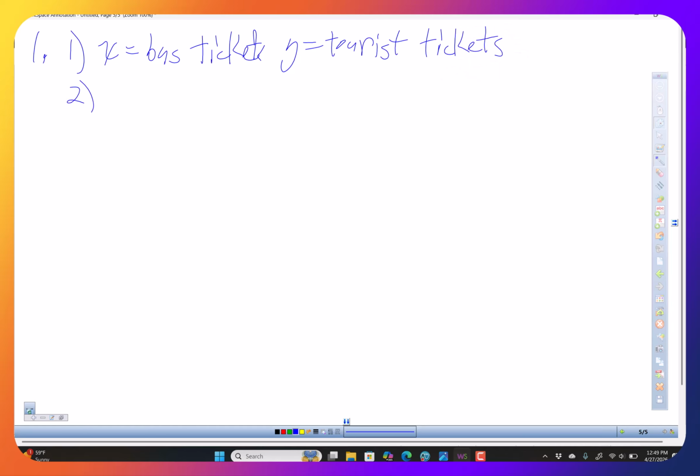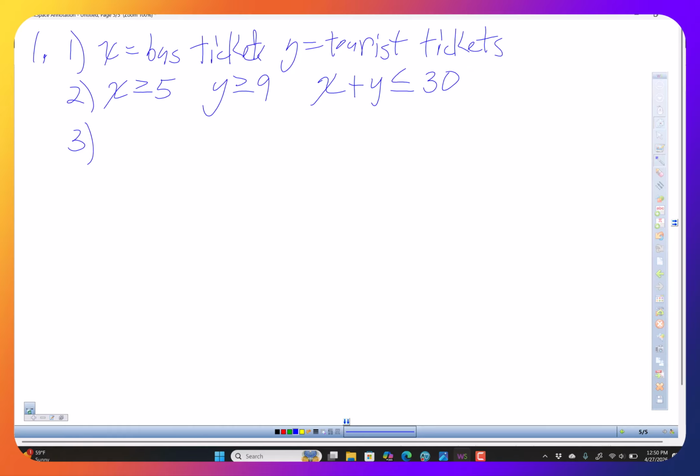Then the second thing is identify the constraints. So we know that the business has to be greater than or equal to 5. Tourist has to be greater than or equal to 9. And then the capacity of the airplane is 30. So business tickets sold plus tourist tickets sold has to be less than or equal to 30.